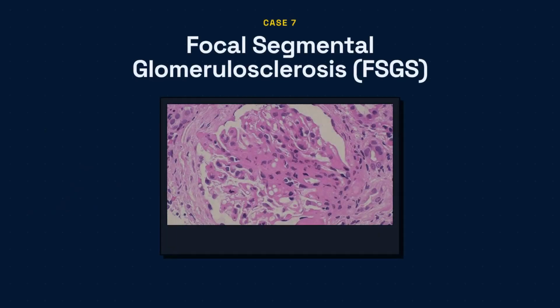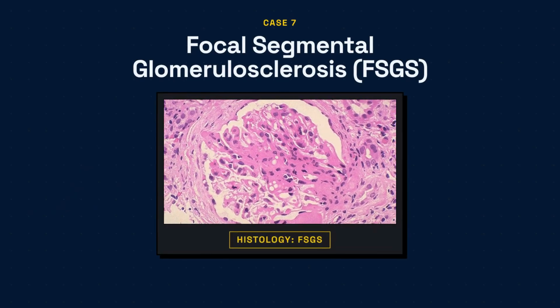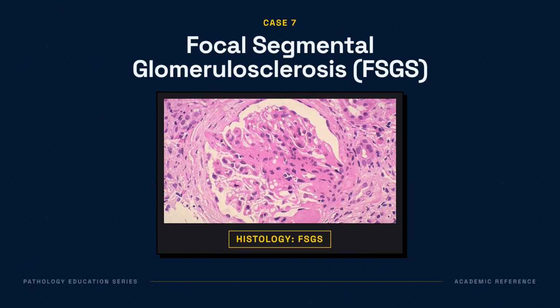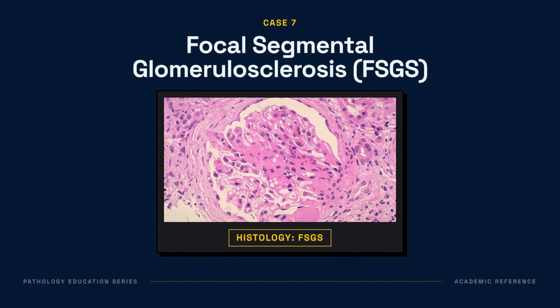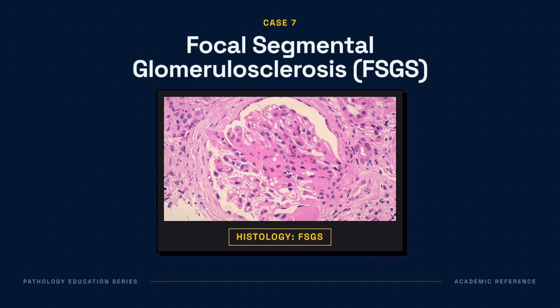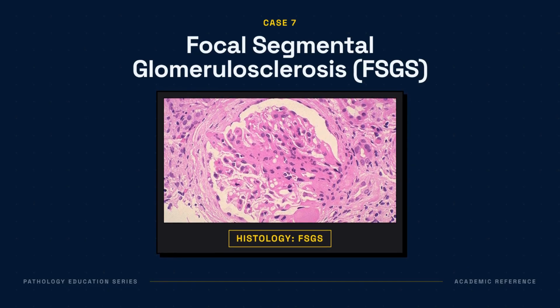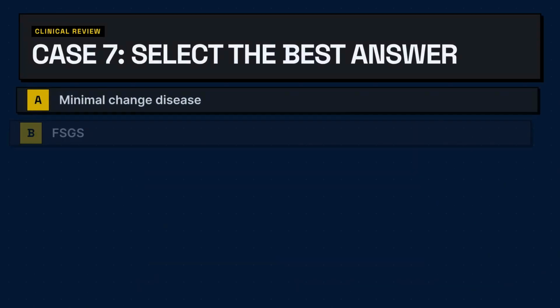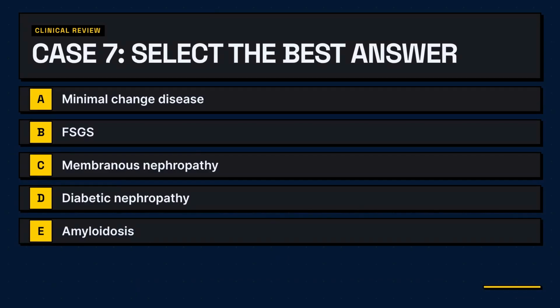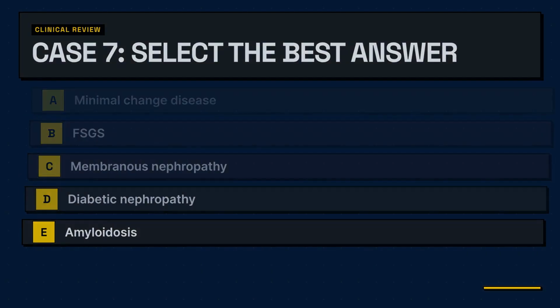Case 7. A 35-year-old man with HIV presents with generalized edema and massive proteinuria. Renal biopsy reveals sclerosis in capillary loops of some, but not all glomeruli. Light microscopy is shown here. What is the most likely diagnosis? A, minimal change disease, B, focal segmental glomerulosclerosis, C, membranous nephropathy, D, diabetic nephropathy, or E, amyloidosis. Pause and select.